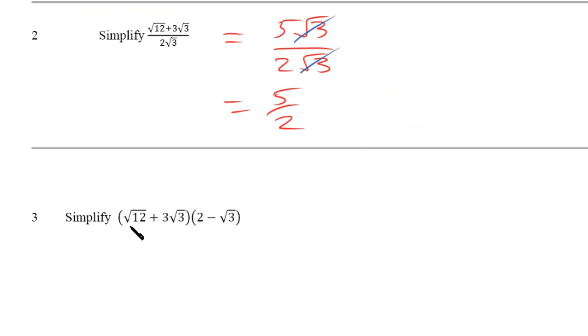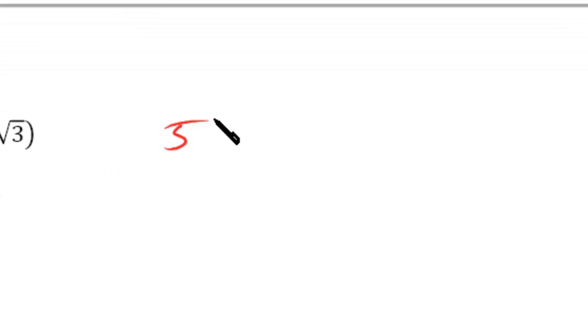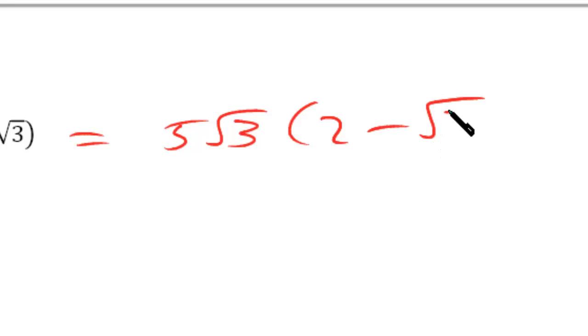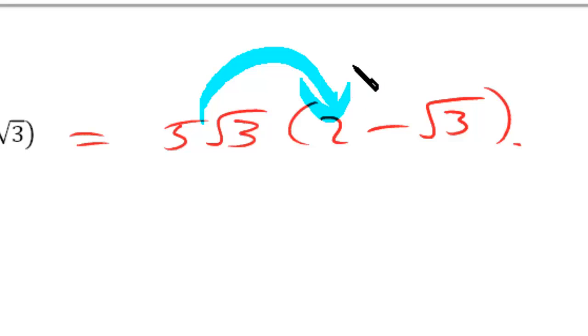And this next question, we again got the root 12 plus 3 root 3, so we can use our simplified answer to do this question. So root 12 plus 3 root 3 is equal to 5 root 3. And we want to times it by 2 minus root 3. So we have the 5 root 3 times by the 2. So that'll just give me 10 times the square root of 3. 2 times 5 is 10. So we get 10 times the square root of 3. That's that multiplication done there.